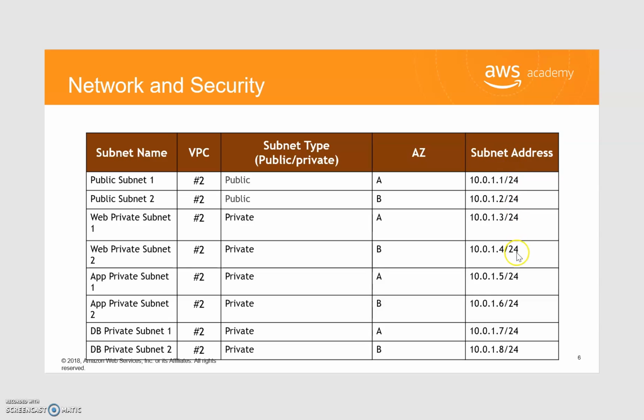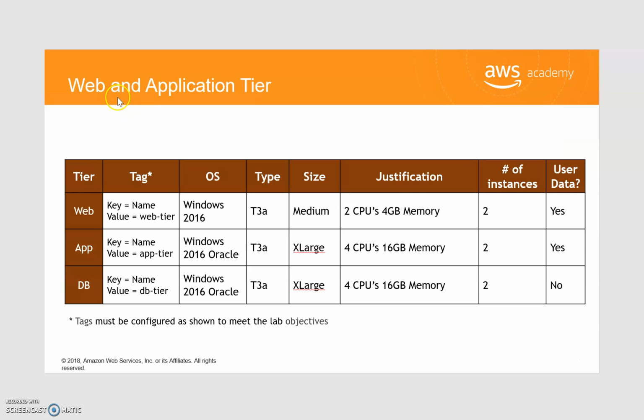So these are all the subnet addresses. So we have the same, we have different IPs in order to avoid device conflict, because this is a medical device firm and we don't want anything to fail. So this is the web and app tiers. So as mentioned before, we have 3 tiers: web, app, and database.